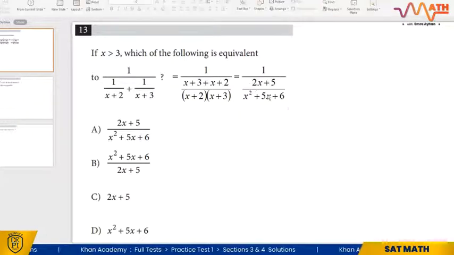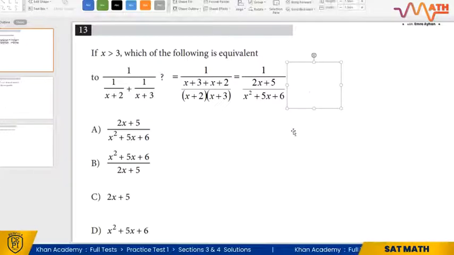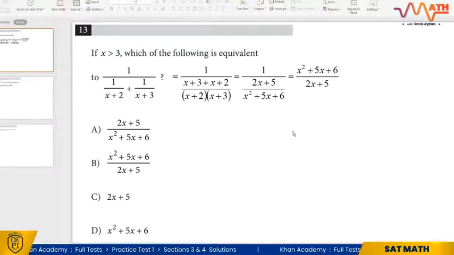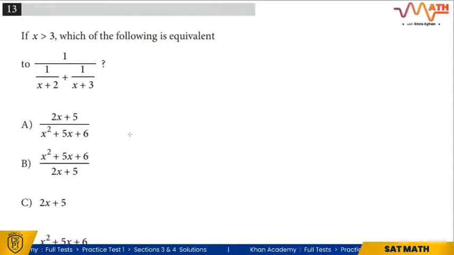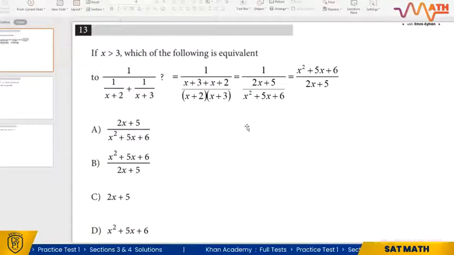When we organize and simplify, this is 2x plus 5 over x squared plus 5x plus 6, and it will be flipped because of 1 over the fraction. So the correct answer will be D here. Let's look again. We equalize denominators, reorganize, and we flip because of 1 over the fraction. So the answer is D.